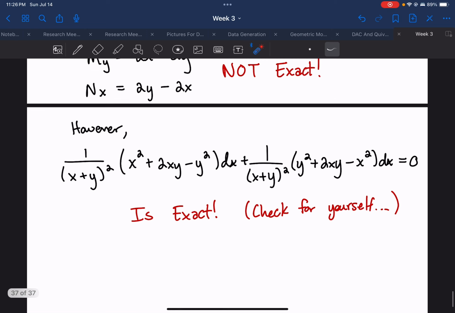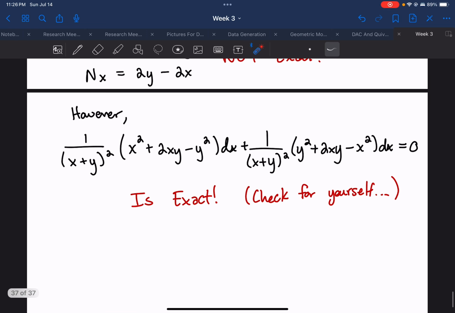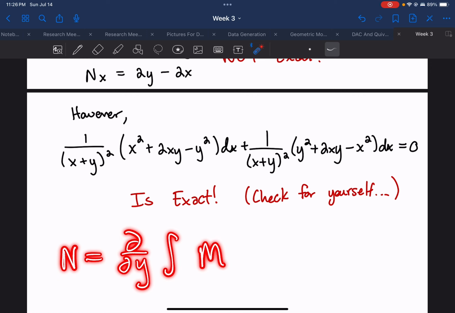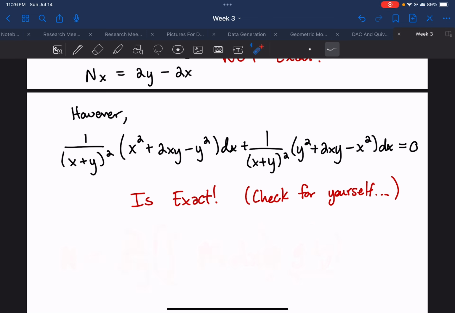I guess here's the easy way to do it. What would you do? You could set n to be equal to partial y of the integral of m dx. You could set n to be equal to that. And then you could find the unknown function over here. There'll be some g prime of y hanging around after you do that, and you can find that g prime of y that way. Okay.